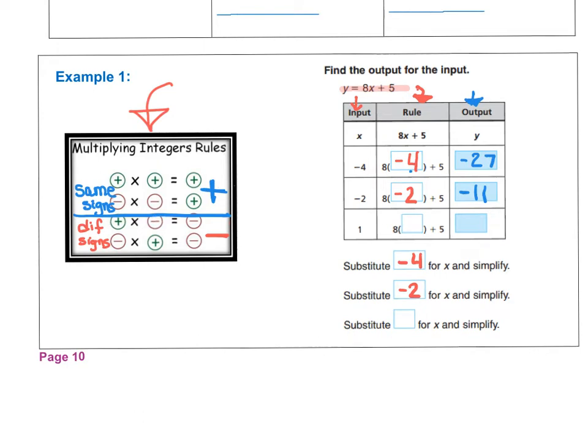For the last one, our x value is a +1. So we put +1 in the table. 8 times +1, well, 8 times 1, those are both positive, that's 8, plus 5 more gives us 13, positive 13. Oops, I had forgotten to put the 1 down below, so make sure you do that as well. So your table should look like this. Let's go on to page 11.